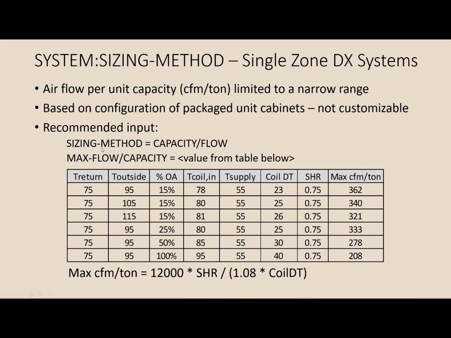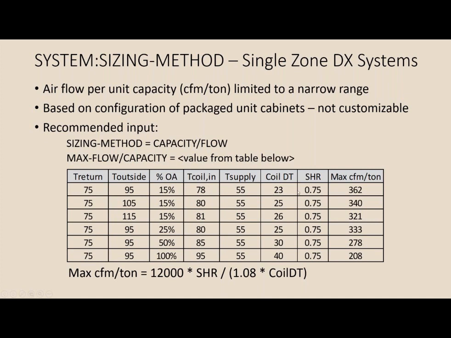So my recommendation is to use this sizing method, equal capacity per flow, and then enter a value for another keyword called max flow per capacity. And I show in a table below a pathway to getting to those max flow per capacity values. It depends on a combination of the design outside temperature and the percent outside air, because ultimately it relates to the temperature difference across the coil.